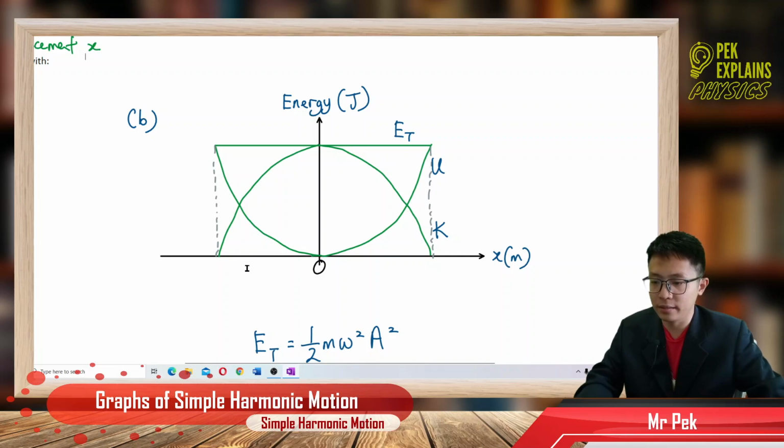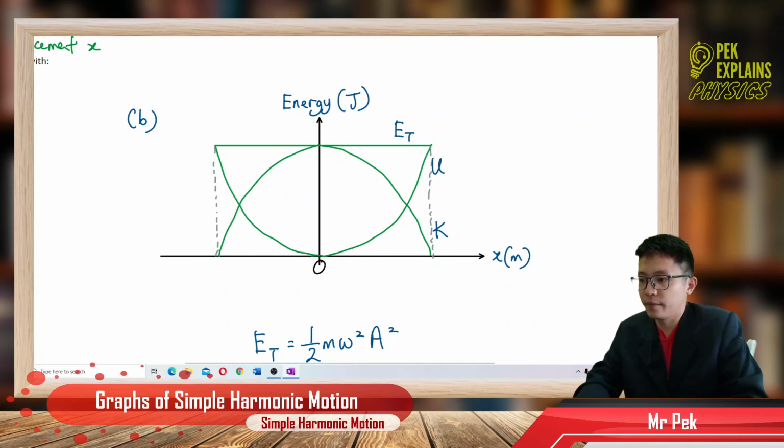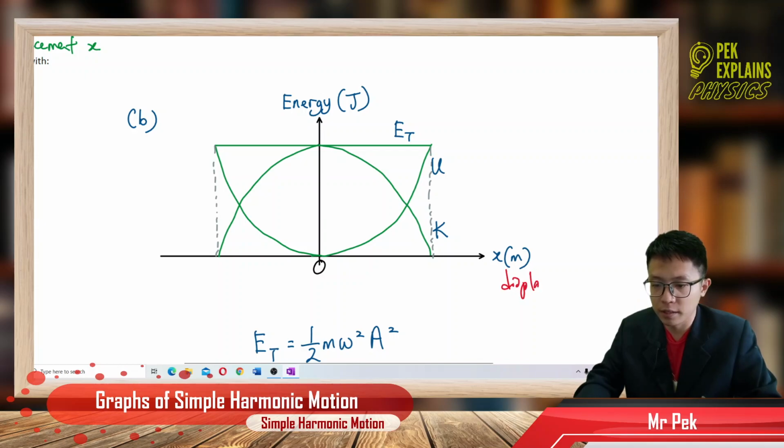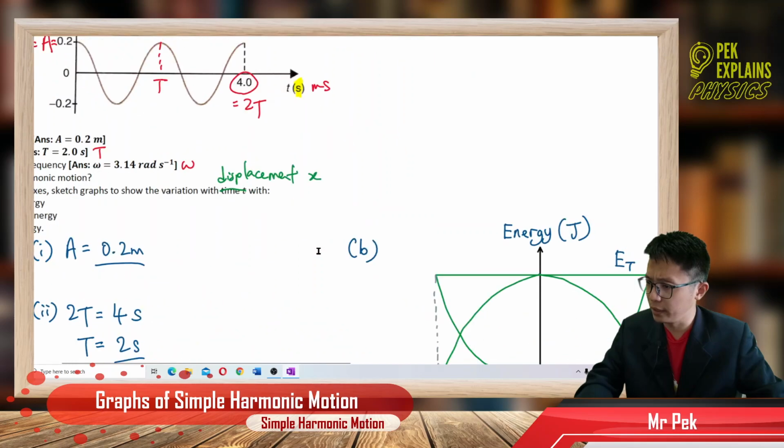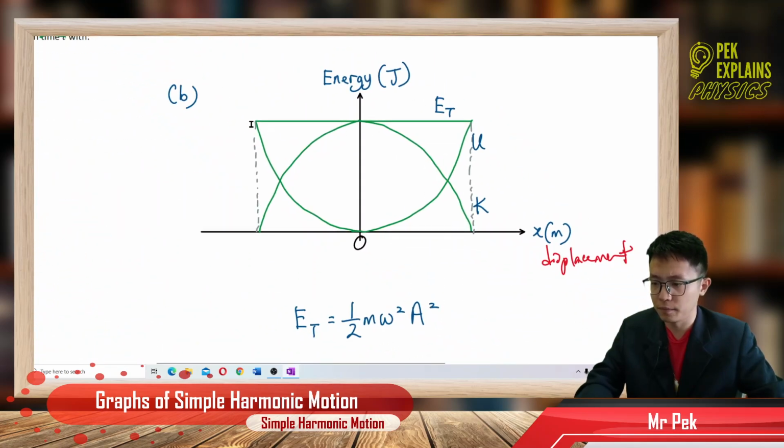The x-axis is the displacement, and the y-axis is the energy. When displacement is 0, the potential energy is 0. But the elastic potential energy is maximum at the amplitude. Kinetic energy is maximum at the equilibrium, but 0 at the amplitude. We need the labels.